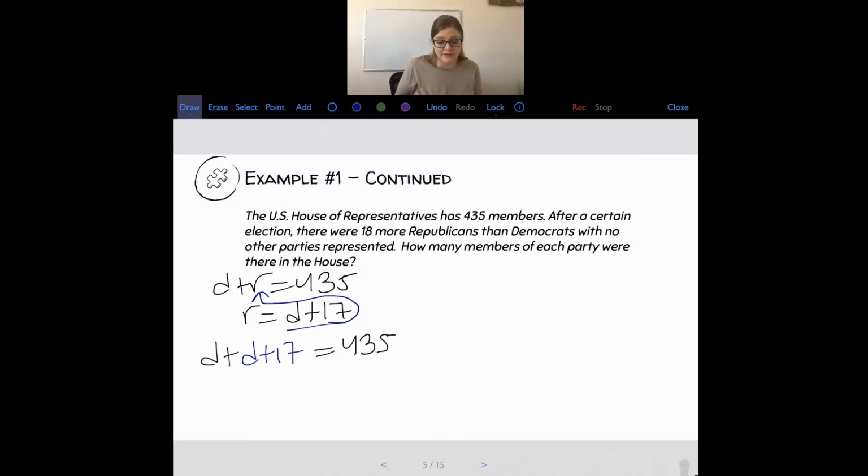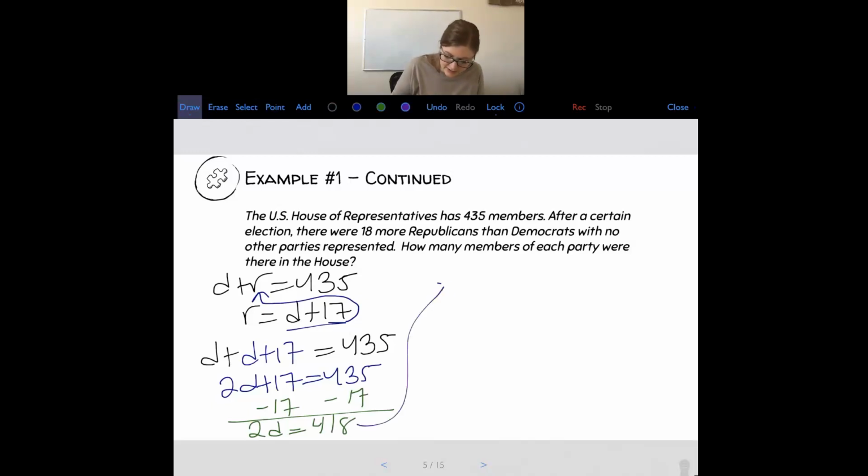So what we do here is we solve this just like a linear equation. So we have 2D plus 17 equals 435. To solve, we subtract 17 from both sides. Okay, and then we'll go up here to have 2D is equal to 418, divide by 2, divide by 2. And our number of Democrats is equal to 209.